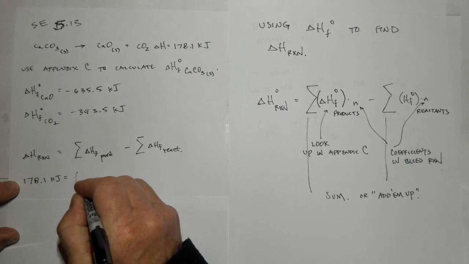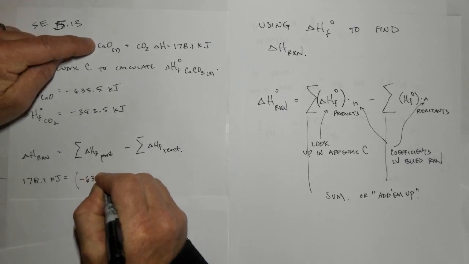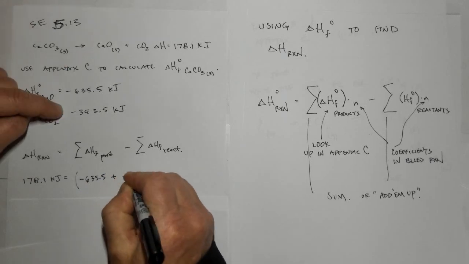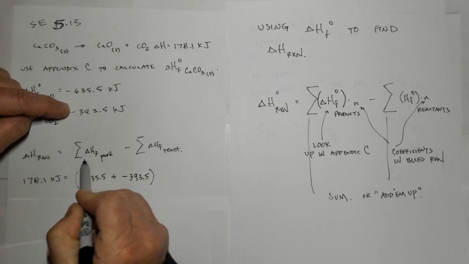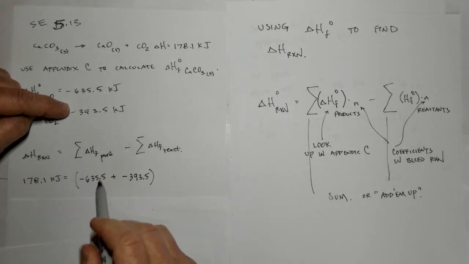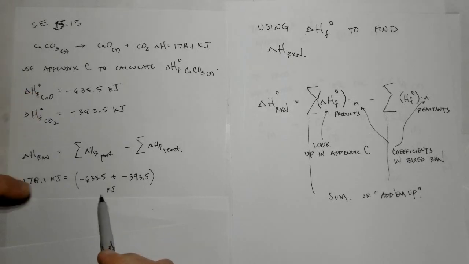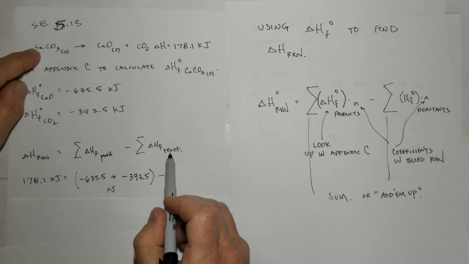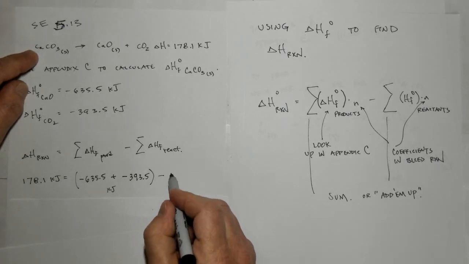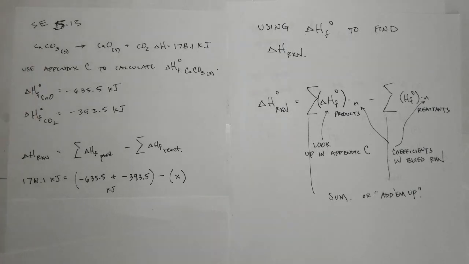My products will be calcium oxide, or negative 635.5, plus negative 393.5, because remember this symbol means add them up. And remember these are kilojoules as well, so when my answer ends I'm going to be in kilojoules, minus the enthalpy of formation of the reactant. Since there's only one reactant right there, that's going to be calcium carbonate. I'll call that X, and that's the thing that I want to find.